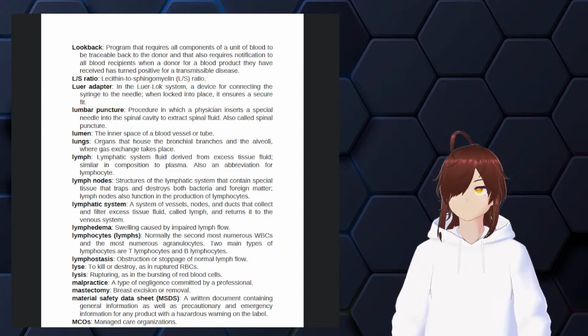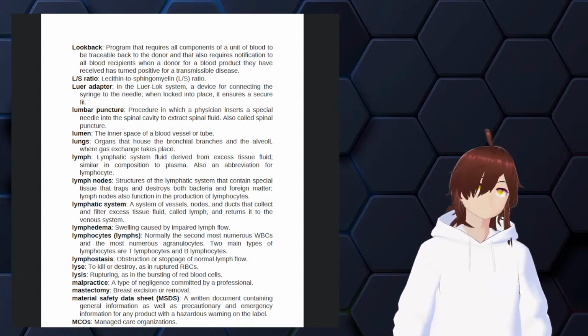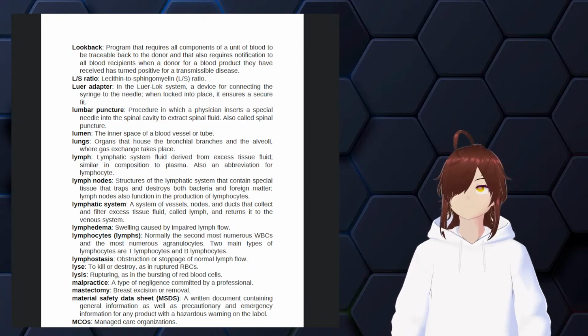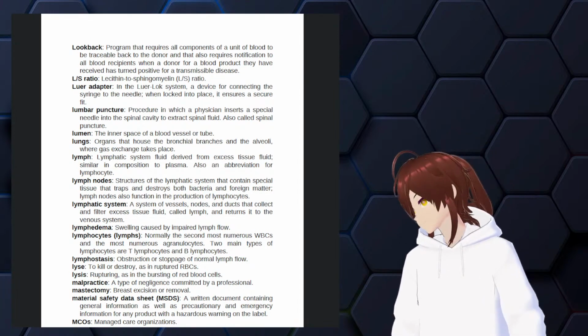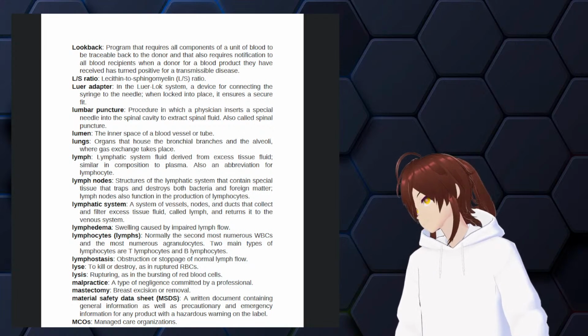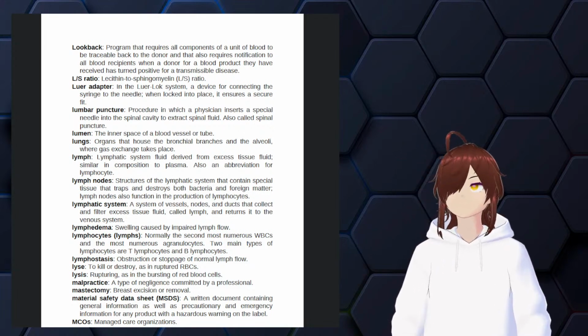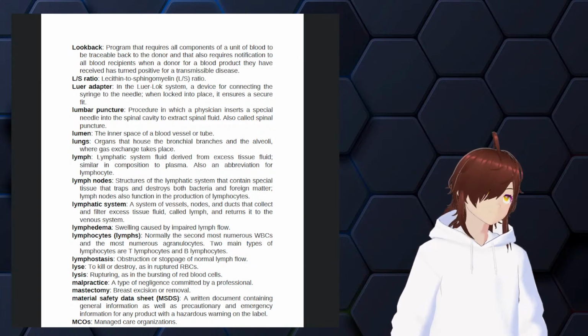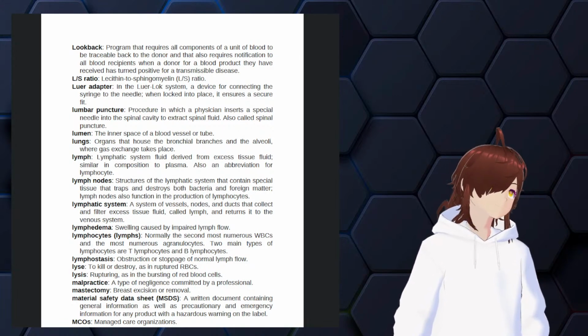Lungs, organs that house the bronchial branches and the alveoli, where gas exchange takes place. Lymph, lymphatic system fluid derived from excess tissue fluid, similar in composition to plasma. Also an abbreviation for lymphocyte. Lymph nodes, structures of the lymphatic system that contain special tissue that traps and destroys both bacteria and foreign matter. Lymph nodes also function in the production of lymphocytes.